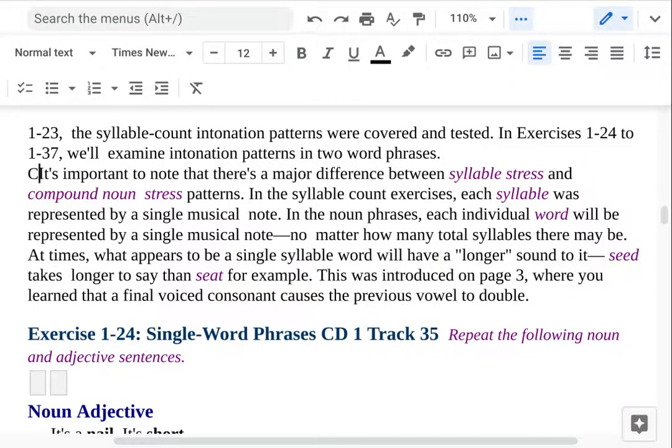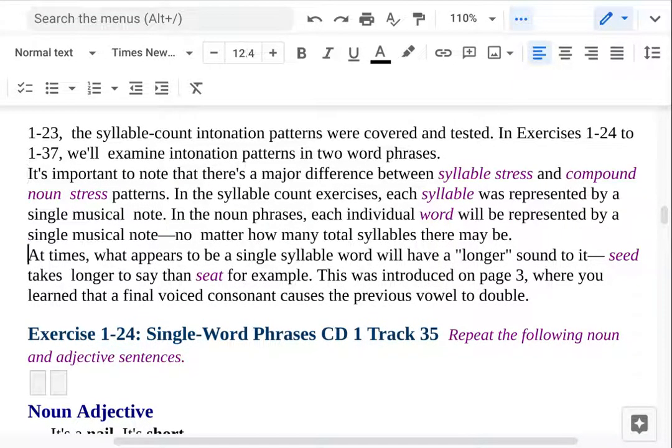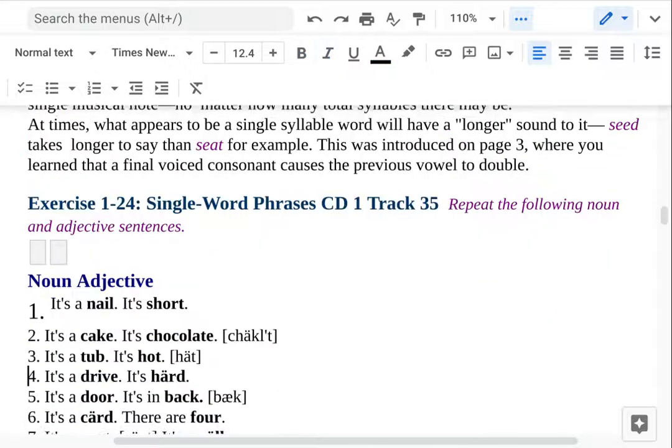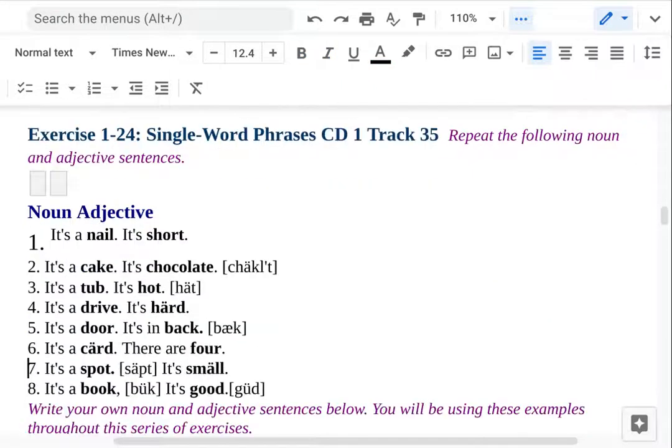Exercise 124. Single word phrases. Repeat the following noun and adjective sentences. 1. It's a nail. It's short. 2. It's a cake. It's chocolate. 3. It's a tub. It's hot.